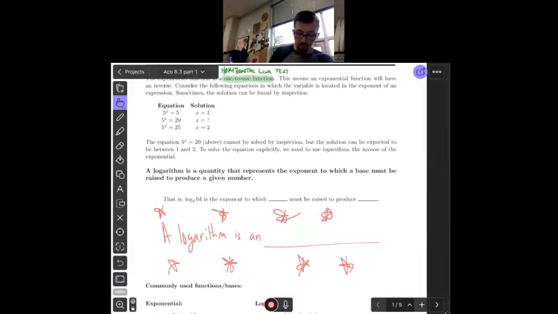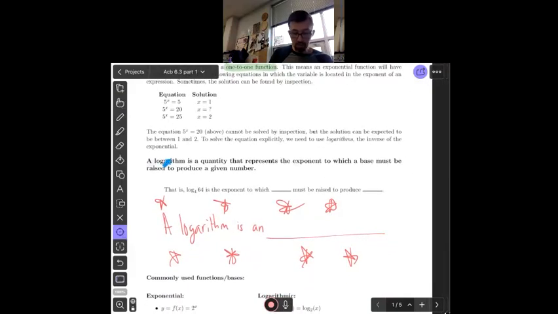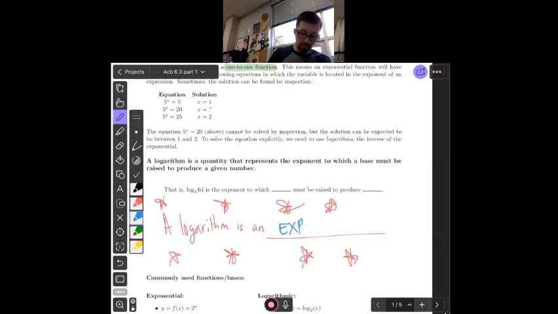Here in the bold, a logarithm is a quantity that represents the exponent to which a base must be raised to produce a given number. There are really no big words in there, but it's still written in a kind of difficult way. At its heart, giant red letters, stars all over: what is a logarithm? It's an exponent. A logarithm is an exponent.